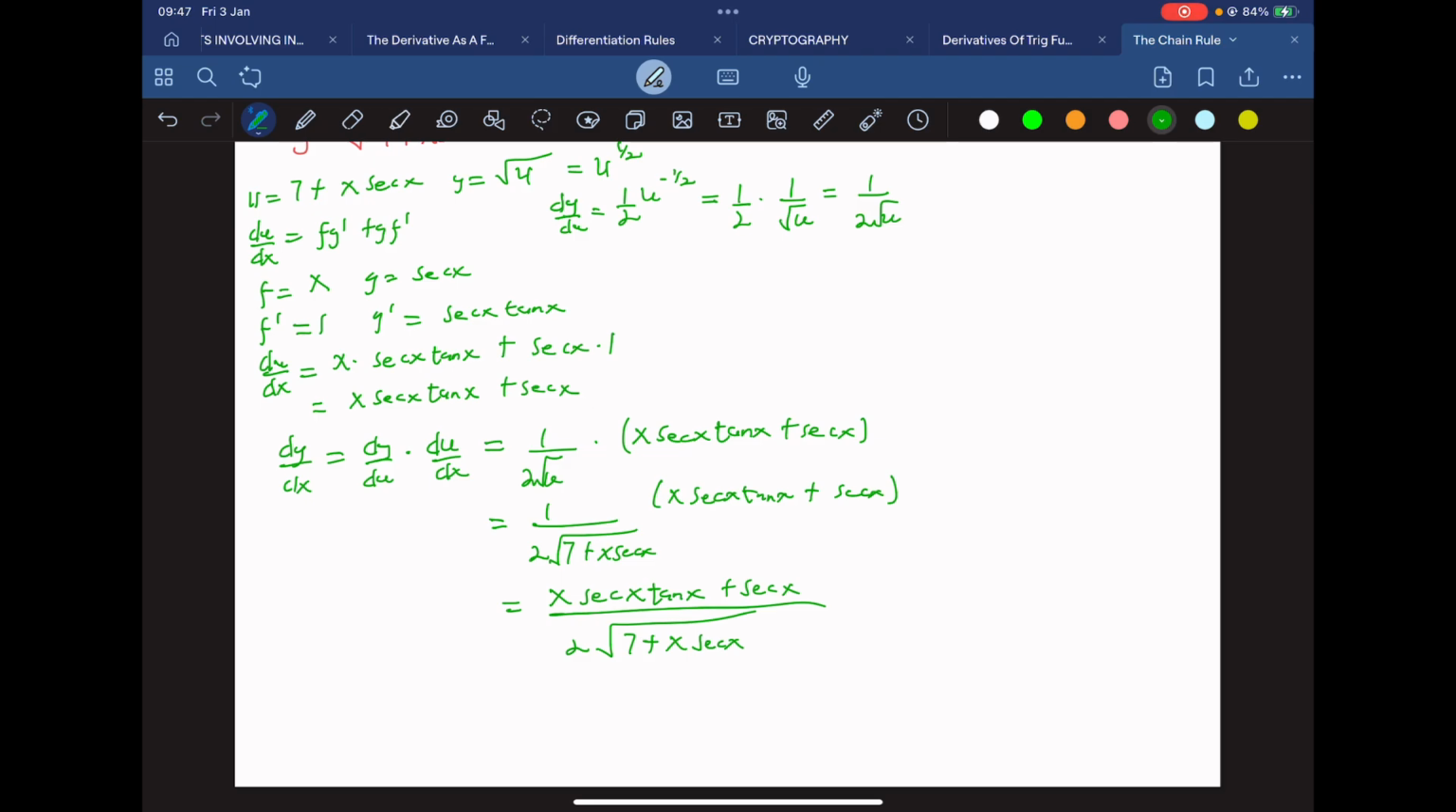And there you have it, the chain rule, your ultimate tool for tackling composite functions. Keep practicing, and soon you'll be chaining these derivatives together like a calculus wizard.